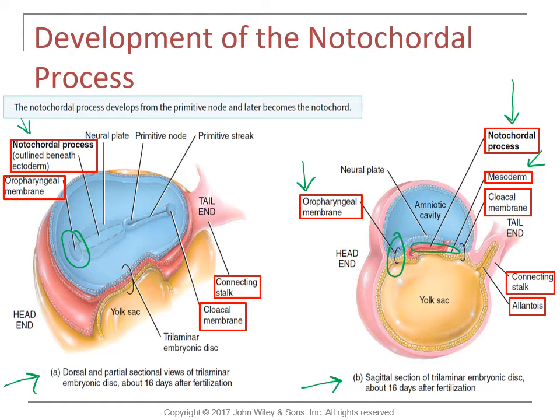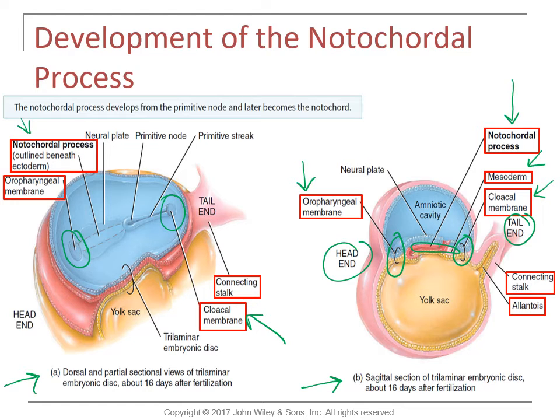And then it breaks down during the fourth week to connect the mouth cavity to the pharynx and the remainder of the gastrointestinal tract. And then also we have the structure that is closer to the tail end. It's going to be the cloacal membrane. Let's see if we can see the cloacal membrane on this figure. Yes, it's going to be here on the tail end. So head and tail end, and here we have the cloacal membrane.